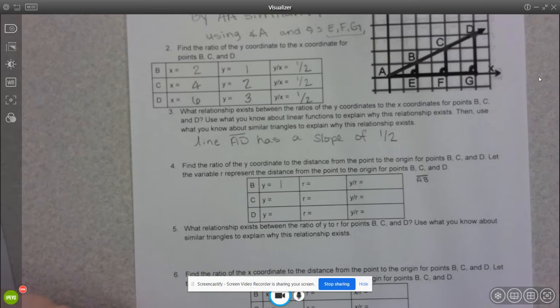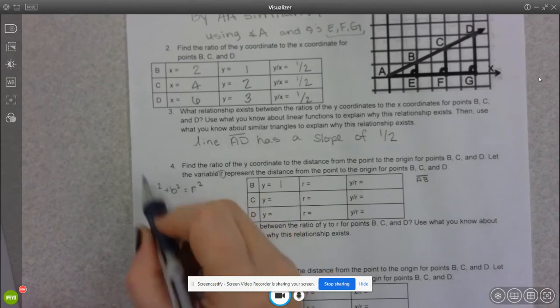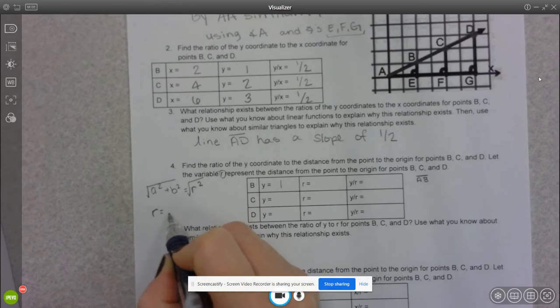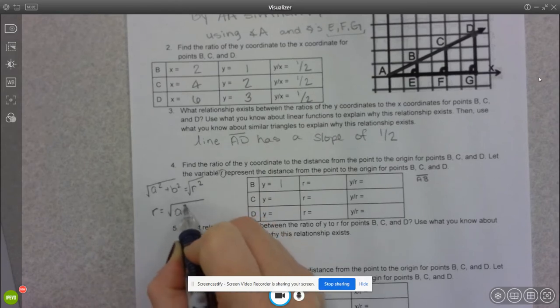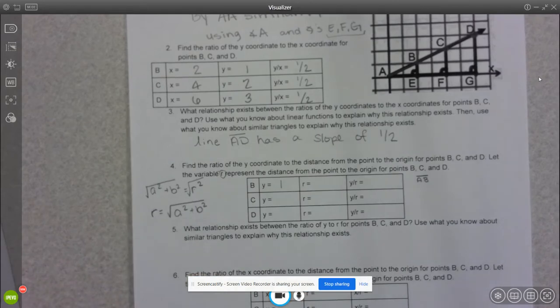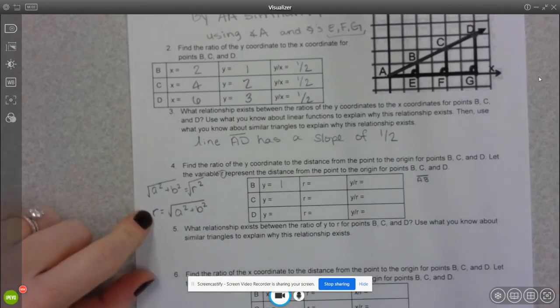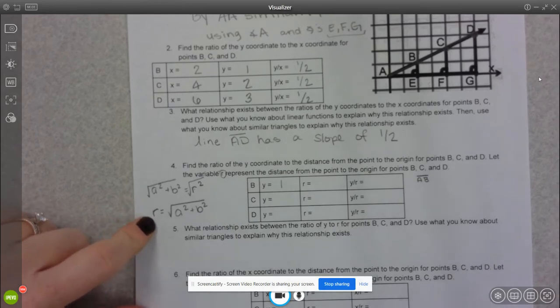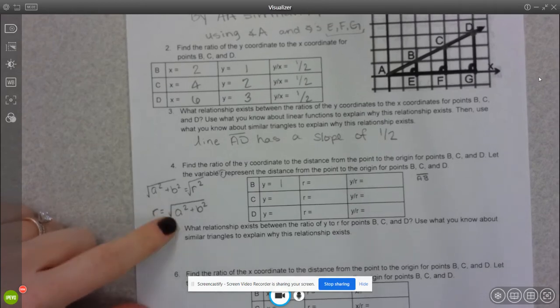I'm going to label it R squared since that's the variable they're using here. And if I want R all by itself, we know I take the square root of both sides. So R is going to be the square root of A squared plus B squared. This is a similar variation of the distance formula that we talked about in Math 1. If you had me for Math 1, this is exactly how we did distance. We didn't use the distance formula, we used this.